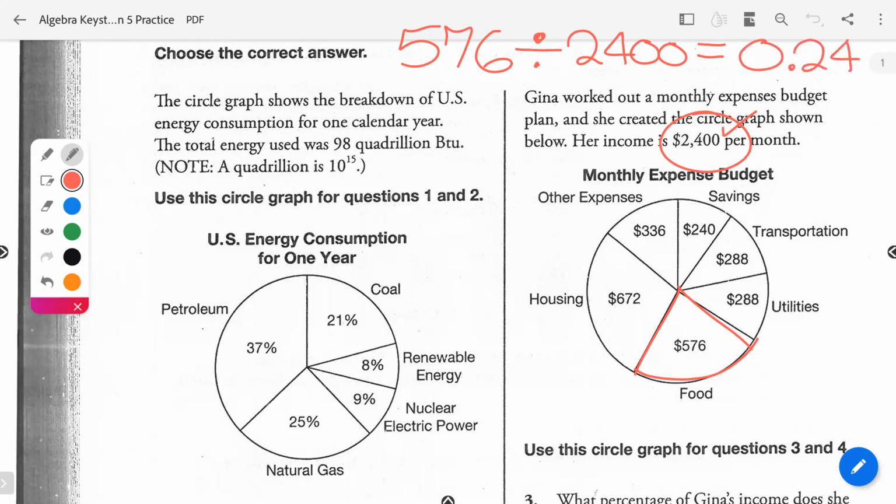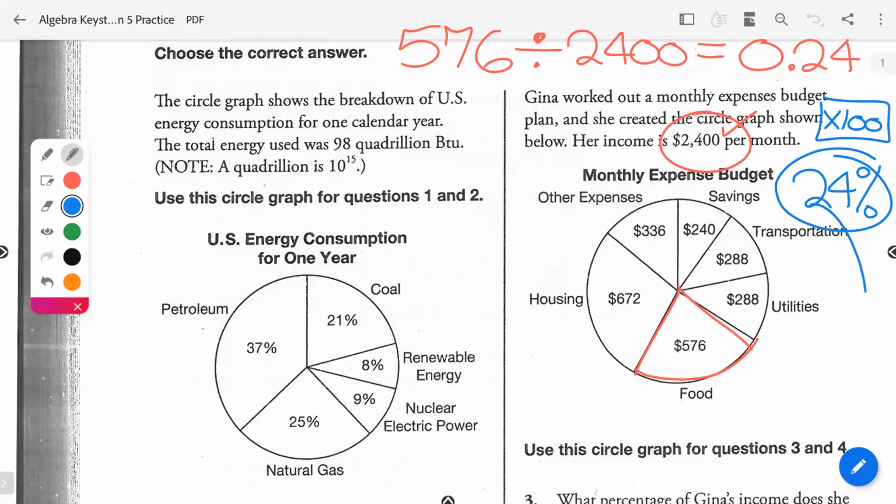Now that's the decimal, that's the multiplier. What I want to know is the percent. To make that into a percent, all you have to do is multiply by 100, and that gives us 24%. So that means of my $2,400 budget, if I spend $576 on food, that represents 24%. And you can do this for each of the slices around that circle graph, for each and every one of these questions.